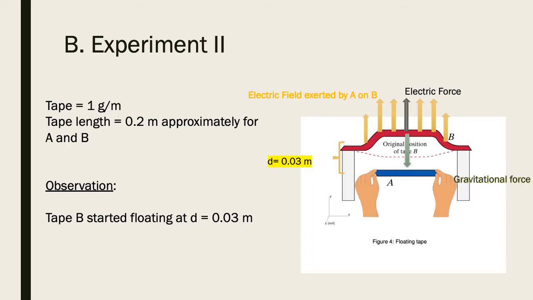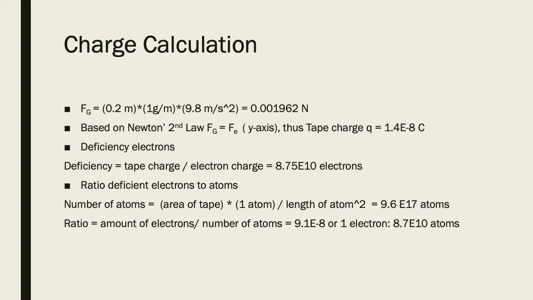For the floating experiment, instead of considering the tape as single charges, we consider them as lines of charge, and we can see in yellow arrows the electric field exerted by tape A on tape B. Tape B started floating at D equal 0.03 meters. From the previous experiment, we calculated that the charge on the tape was 1.4 x 10^-8 coulomb.